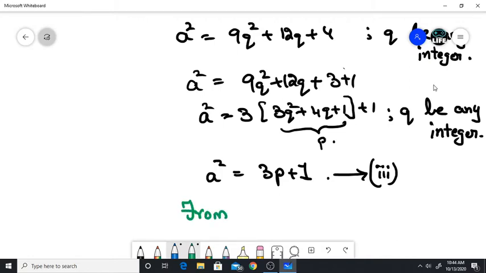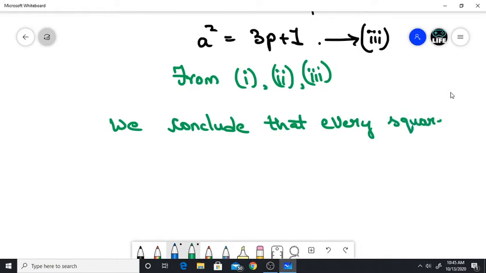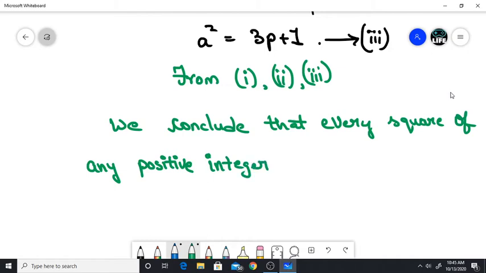From 1 to 3, we conclude that every square of any positive number, any positive integer, is in the form 3p, 3p plus 1.